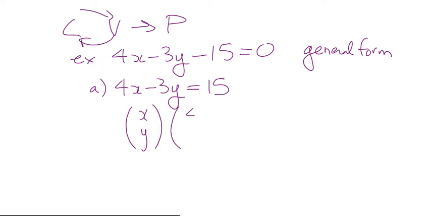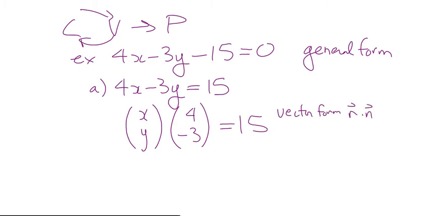Okay, so change that to vector form. x, y dot 4, negative 3 equals 15. Wow, Cartesian to vector, that's kind of rough, but it's doable. So that's vector form, r dot n.